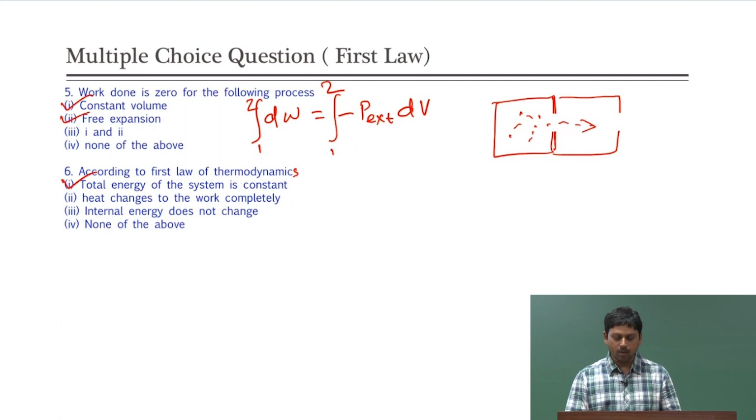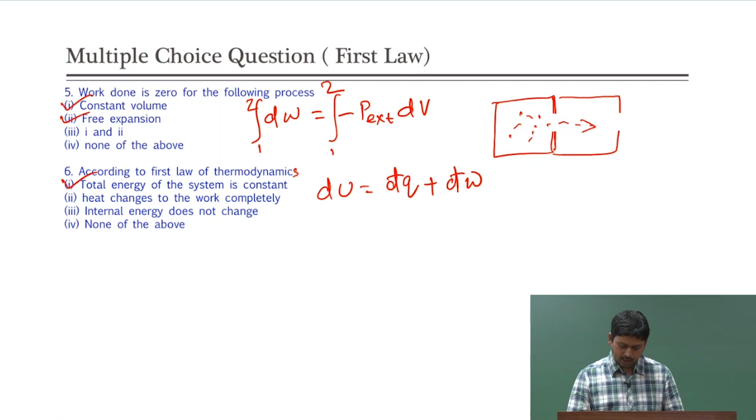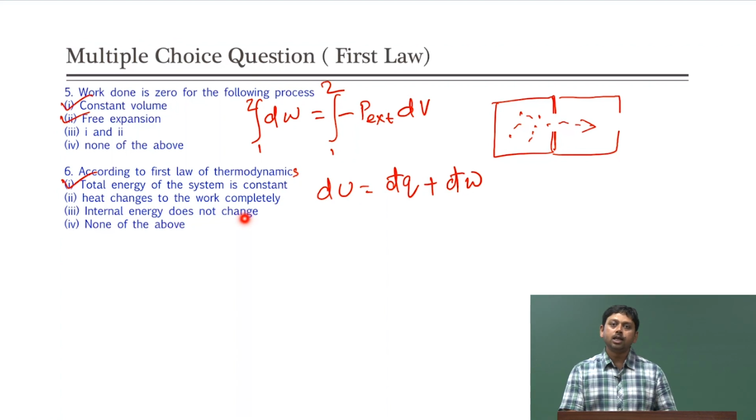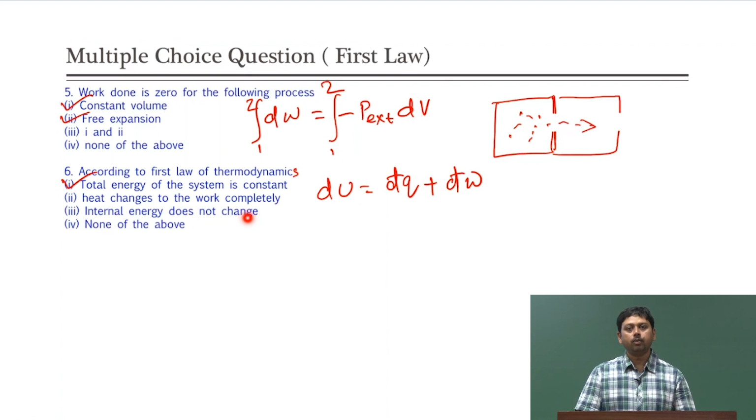Second one, heat changes to work completely, it is not true, because you know that the change in internal energy is equal to change in heat plus work done. So, heat cannot change completely to work, because there are some processes in which the internal energy of the system will change. So, this second one cannot be true, and internal energy does not change is not true, because internal energy may or may not change depending on the process. For an ideal gas, we know that if temperature does not change, then internal energy will not change. However, that is not true for other systems.